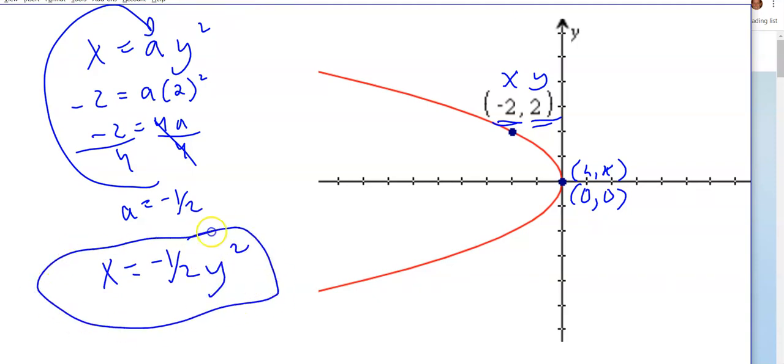I especially like to check the positives and negatives here. So it's open to the left, so I do think that a needs to be negative. It's kind of wide, wider than usual. That looks about right, actually. So that would be the answer. That's it for the screencast. Actually, let's do one more thing.